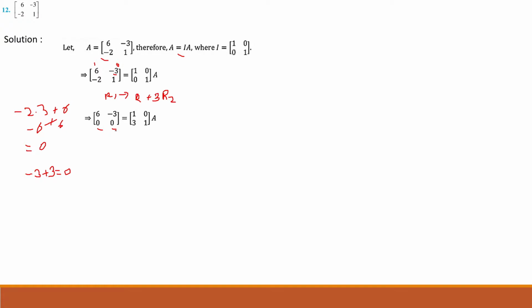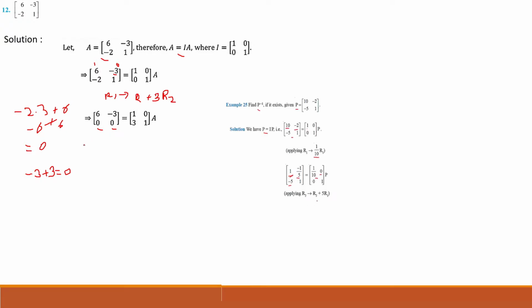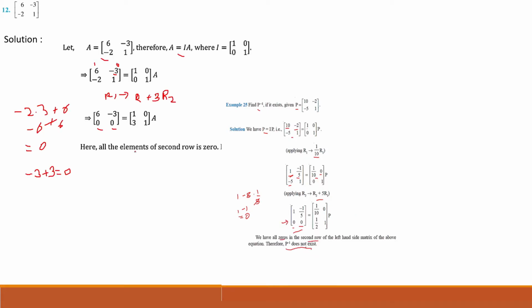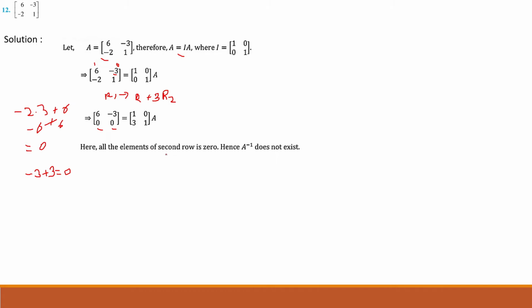We saw in the properties of inverse that if any row becomes entirely 0 by using elementary transformation, then A inverse for that matrix does not exist. So here this whole row is becoming 0, so that means A inverse does not exist. You can pause the video to note this down.